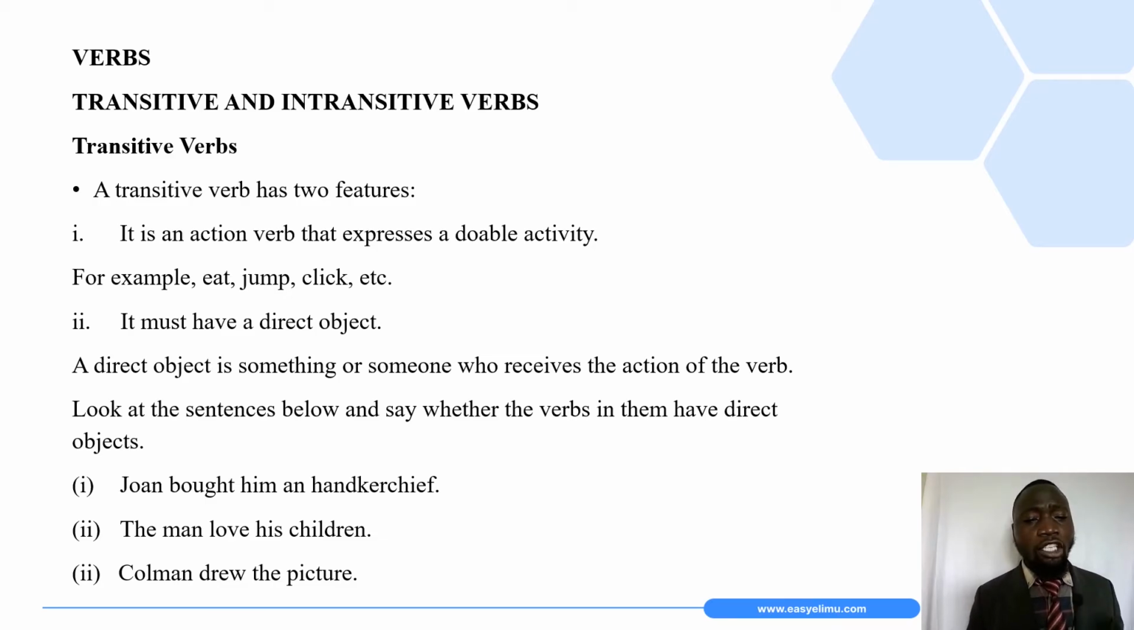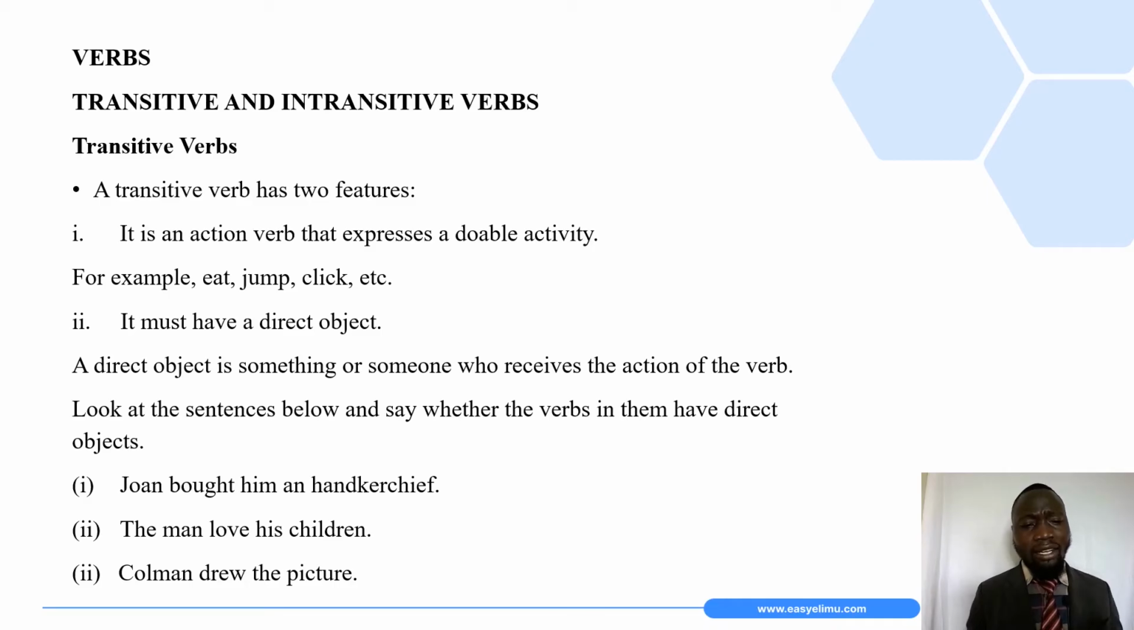The first one, Joan bought him a handkerchief. The second sentence that we have, the man love his children. Then the third sentence, Collins drew the picture.